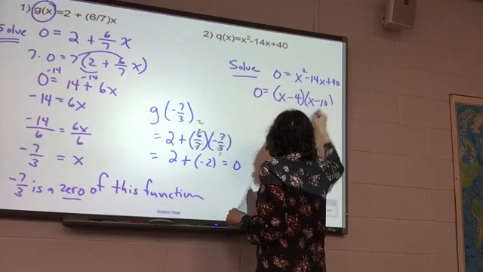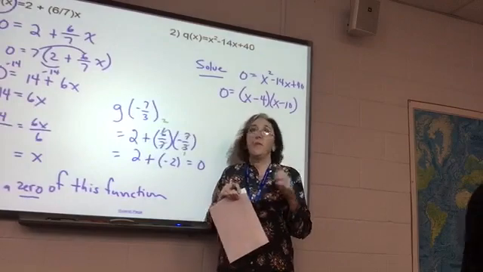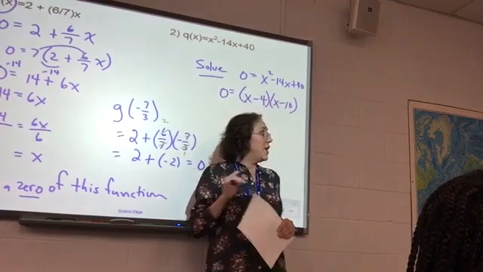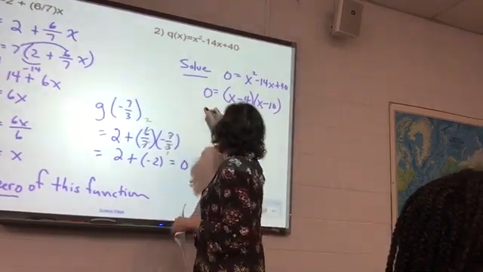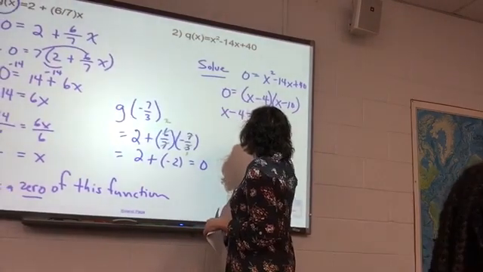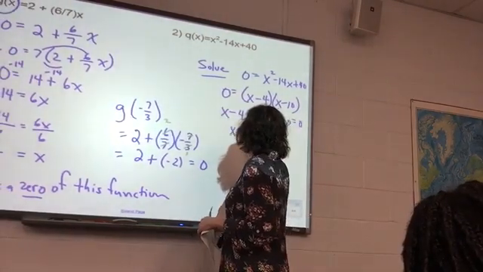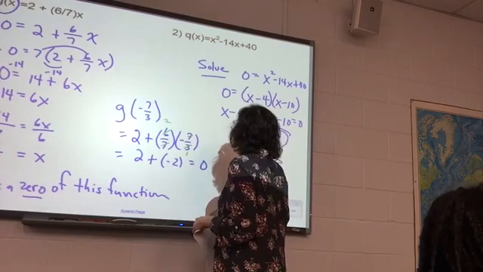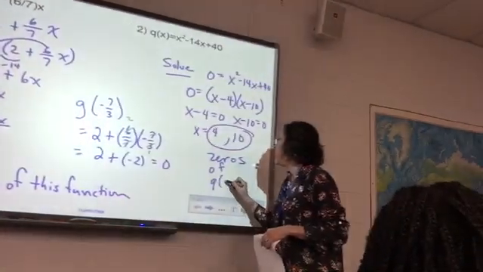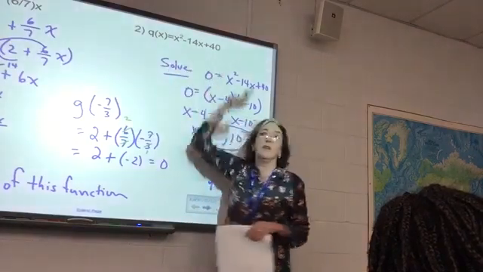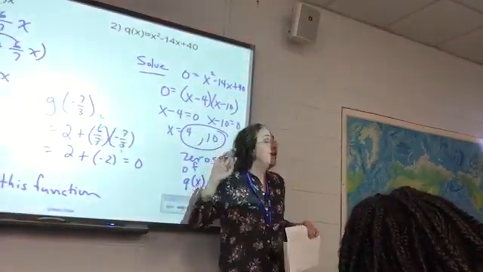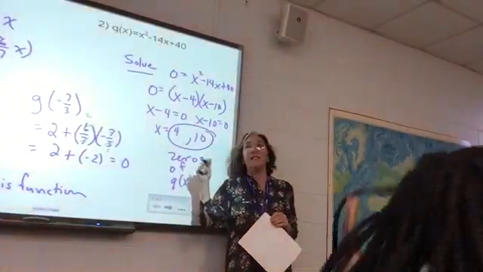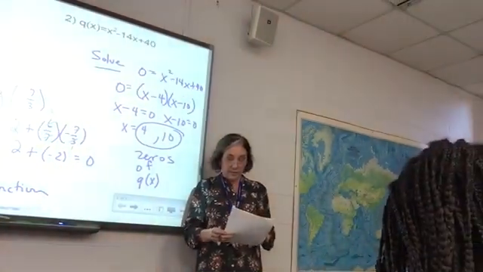That is 3 mistakes. Y'all are going to pack up and go home early. Okay. X minus 4, x minus 10. I told you to check my factoring, right? You did. Okay. Set them equal to 0. We get 4 and 10. They are the zeros of Q of x. So what happens if I plug in 4 or I plug in 10? I should get 0. That's what it means to be a zero of a function.